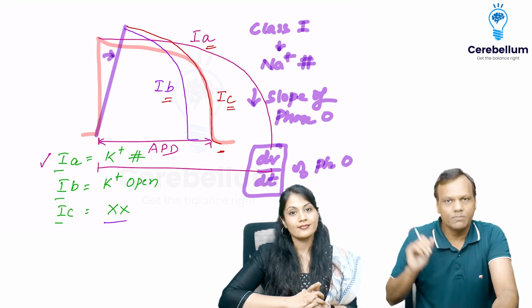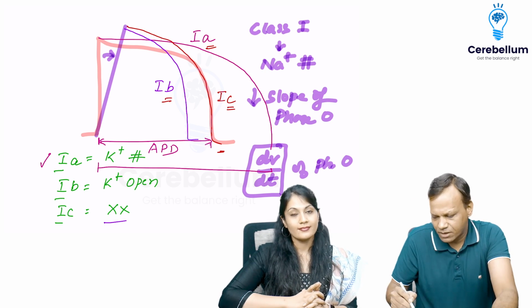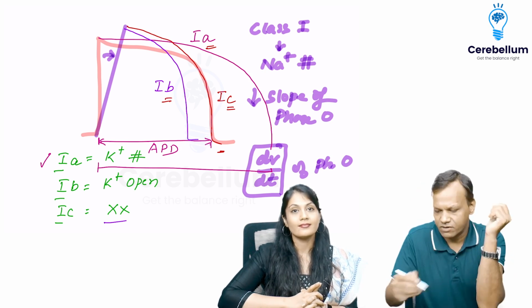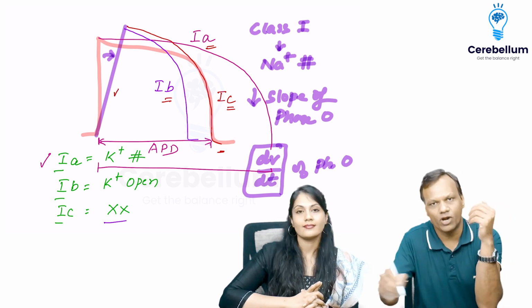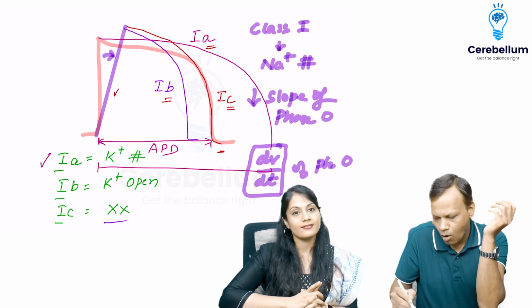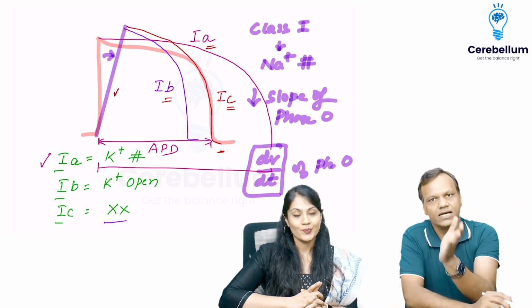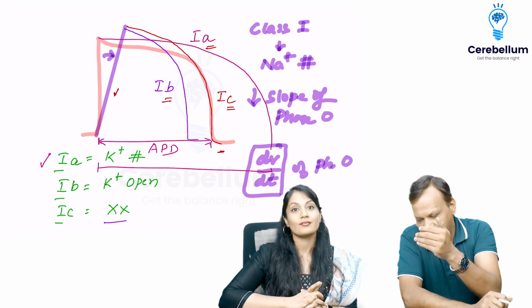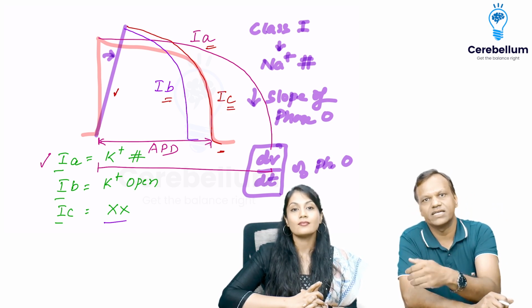Now, what is the last important thing? You will ask that the action potential consists of two things. One is depolarization, second is repolarization. And we said that all three drugs are increasing the depolarization time. Then why don't all sodium channel blockers increase the action potential duration?